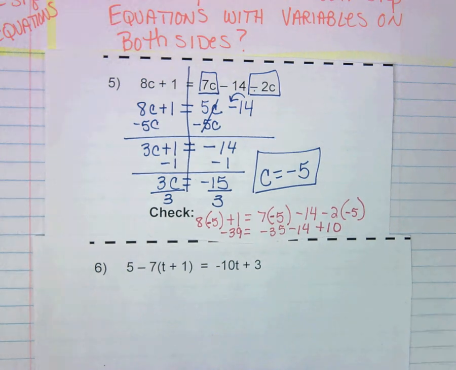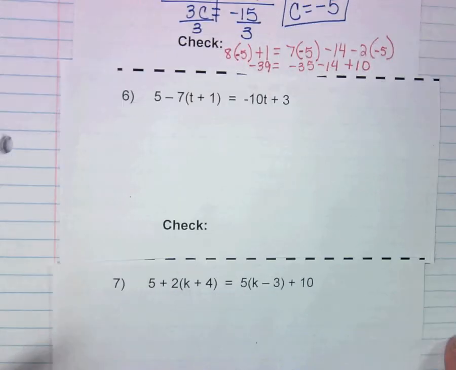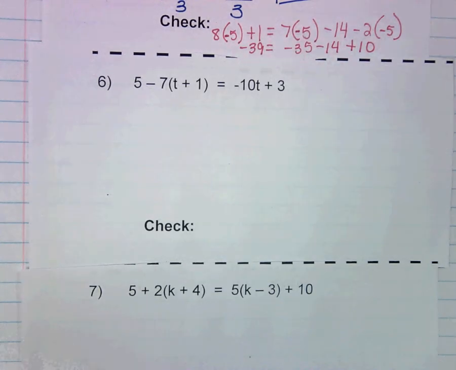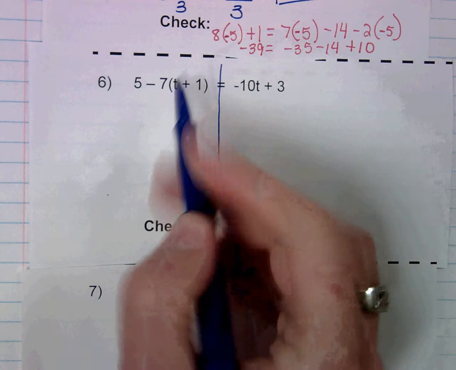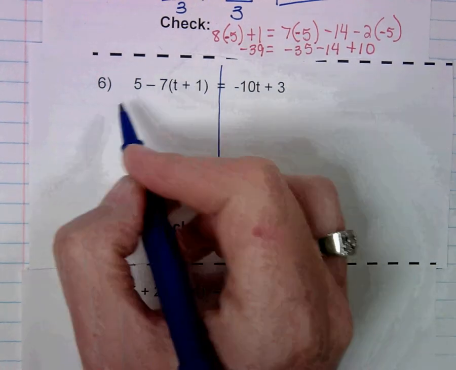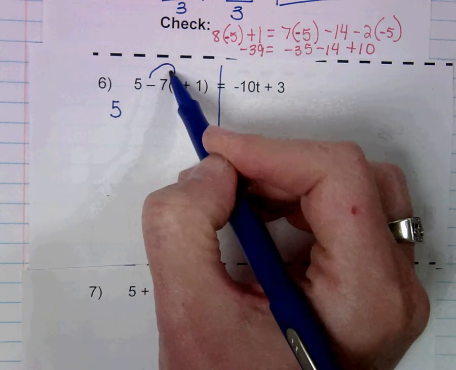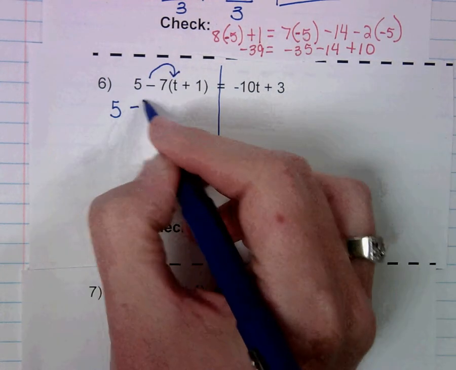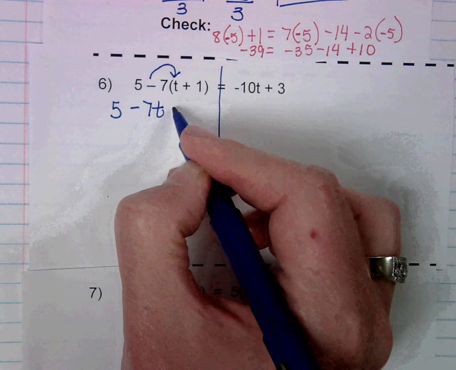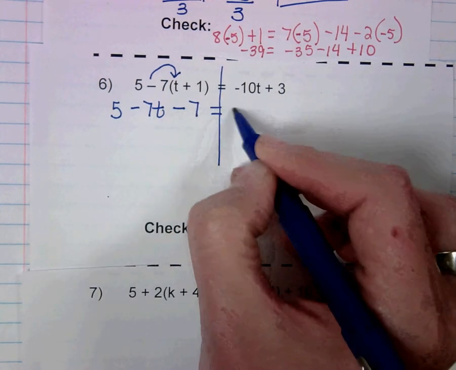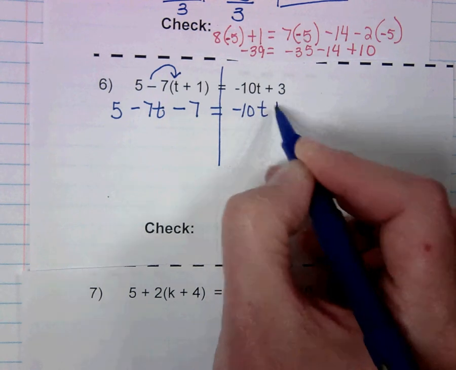Okay, so let's look at number 6. Don't call me after midnight, right? You're all going to do it now. Okay, so the first thing we need to do is distribute. So looking here on the left, we do have some parentheses. The 5 isn't affected, but we do need to distribute this negative 7. So it'd be negative 7t minus 7. Remember, that's a common place we're going to mess up. Okay, the right side is still the same.